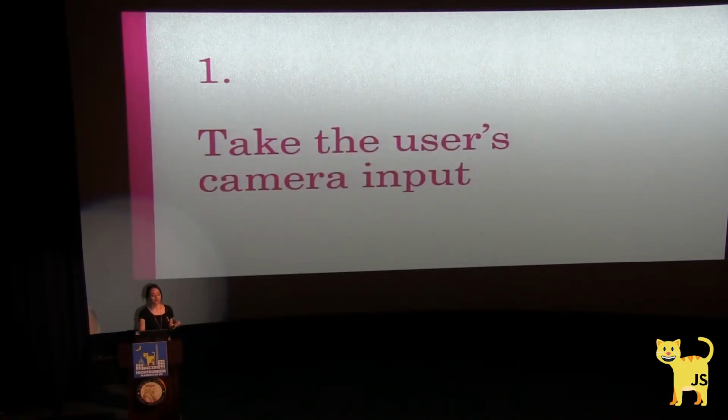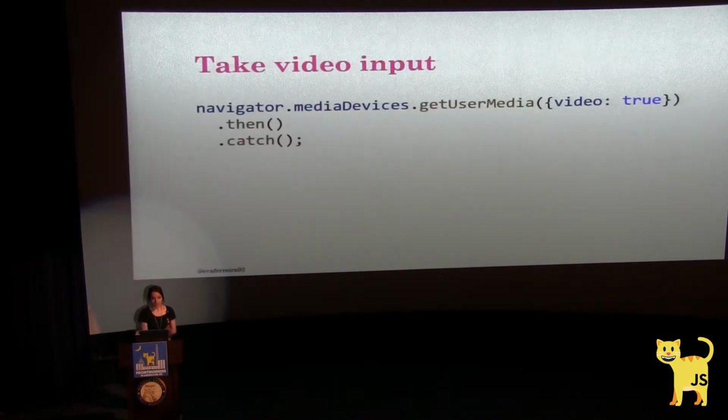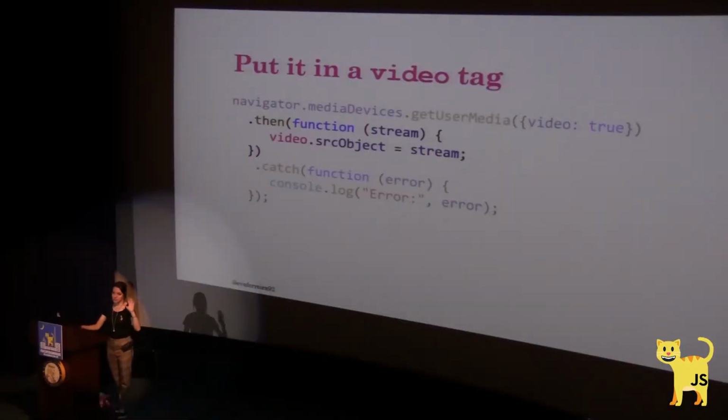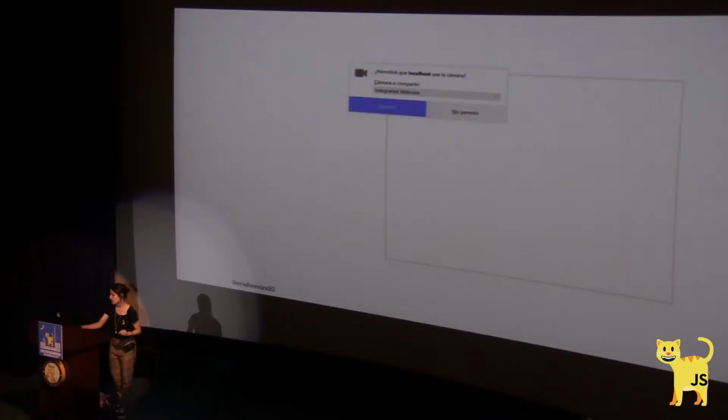Take the user's camera input. For this, we got getUserMedia. It has been used today by Vitaly. Vitaly got the audio. I'm interested in the video, so I'm going to ask for the video of the user. It will return a promise, and I will copy that content into a video tag. To do that, we take the stream, and you put it into that video. So what you get with a little bit of CSS is something like this.